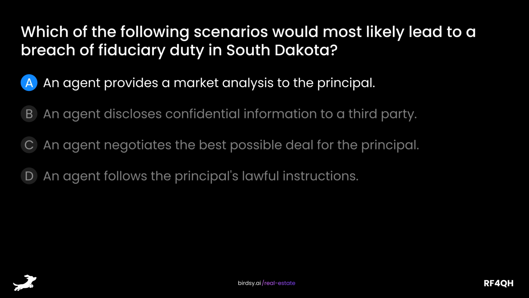Is it A, an agent provides a market analysis to the principal? B, an agent discloses confidential information to a third party? C, an agent negotiates the best possible deal for the principal? Or D, an agent follows the principal's lawful instructions? The answer is B, an agent discloses confidential information to a third party.